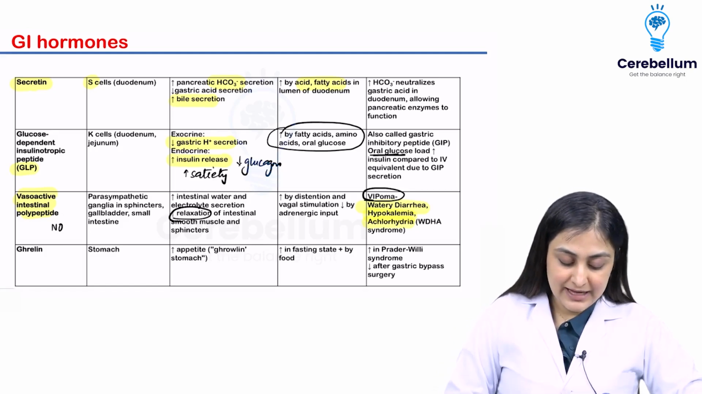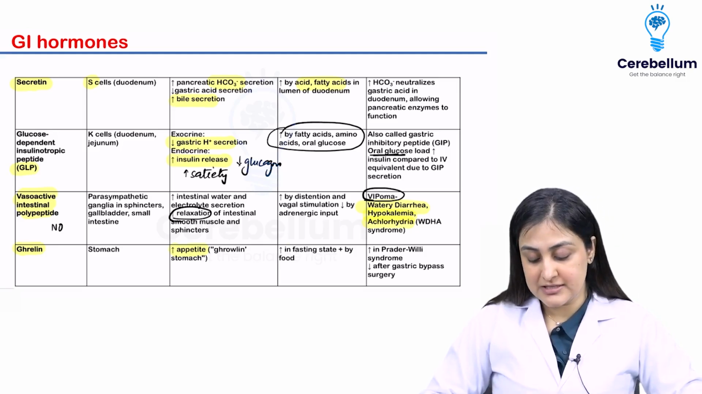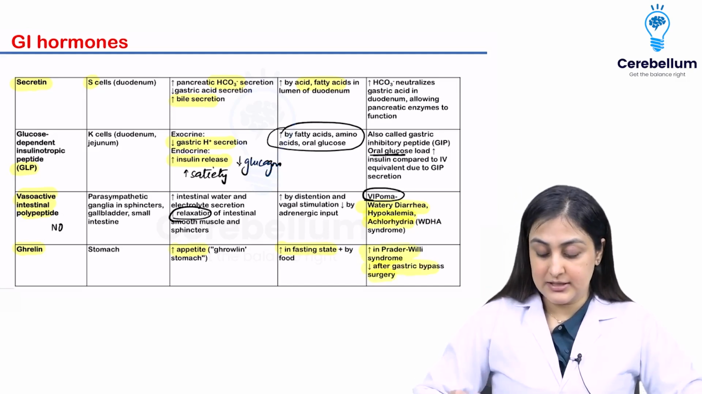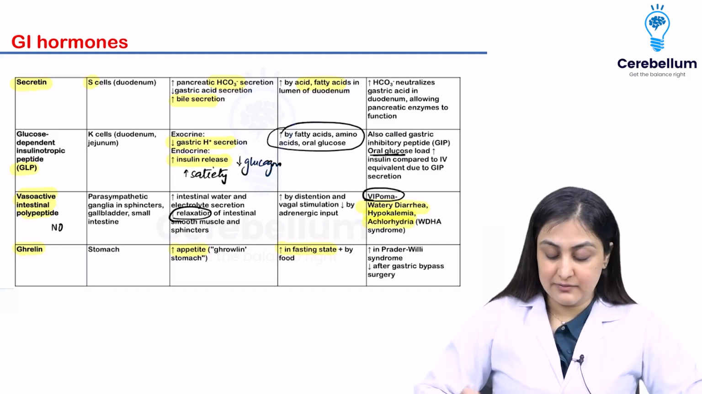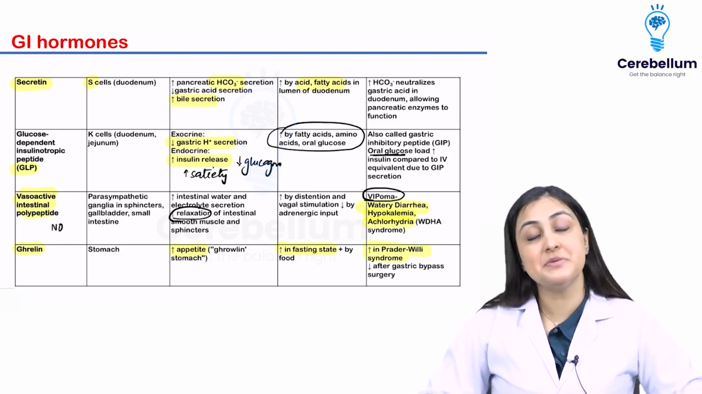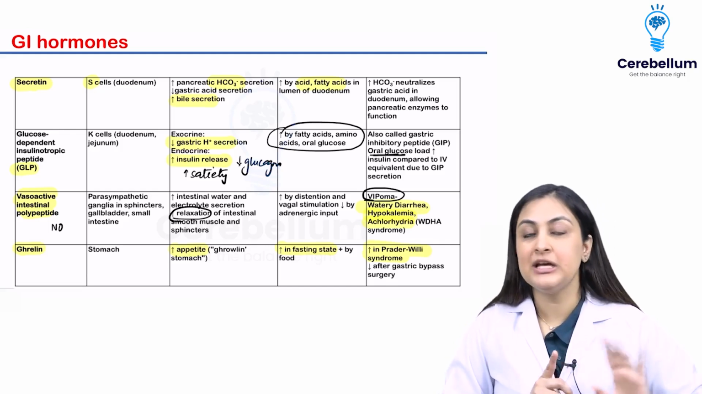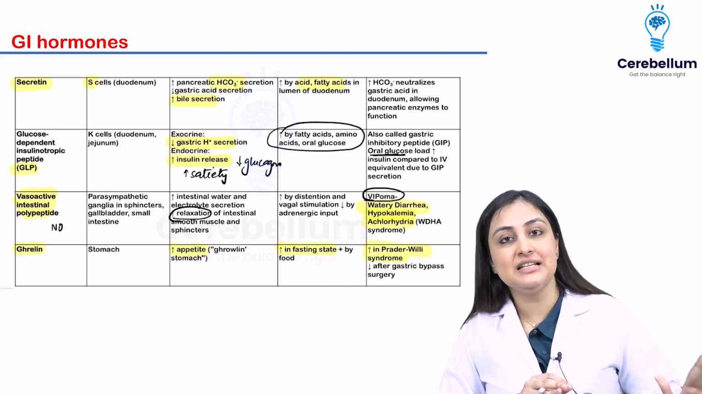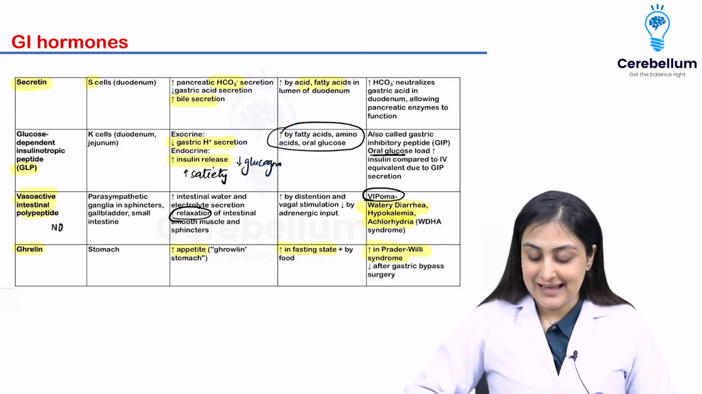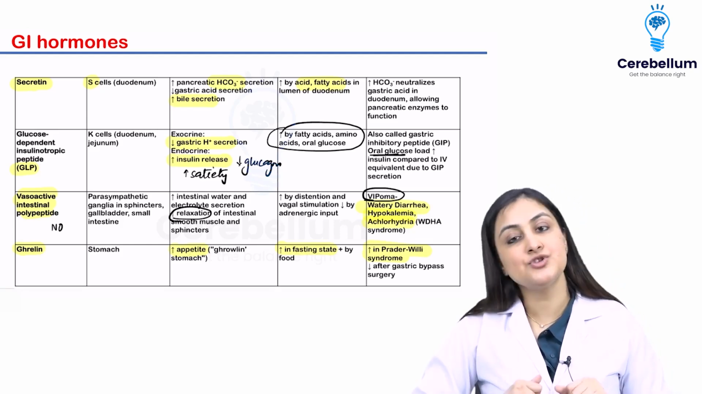Then we have ghrelin, which is going to increase the appetite. So remember, this is increased in the fasting state, just like MMC. This is increased in Prader-Willi syndrome, and that's why you have hyperphagia, fat babies, hypotonic babies in Prader-Willi. If you remember Prader-Willi, we have talked about this in biochemistry, where I taught you there is paternal deletion, maternal silencing, paternal deletion in Prader-Willi. This also reduces after gastric bypass surgery, so that we have reduced appetite.